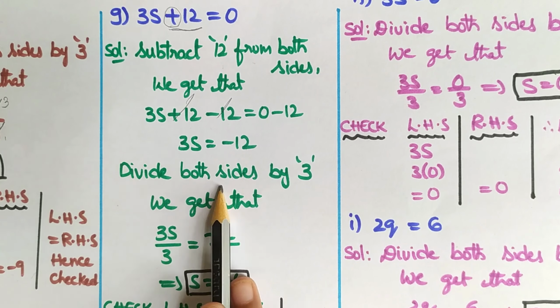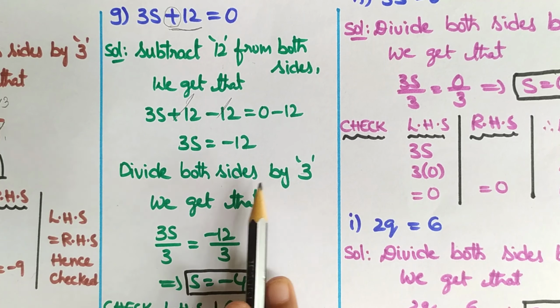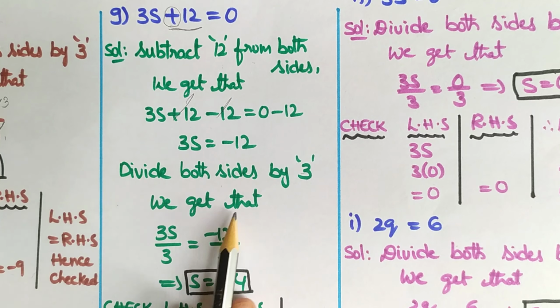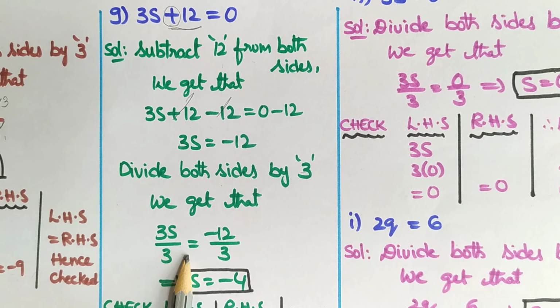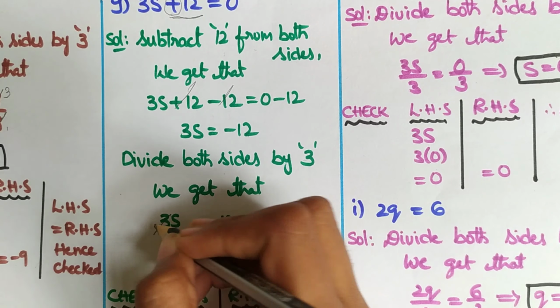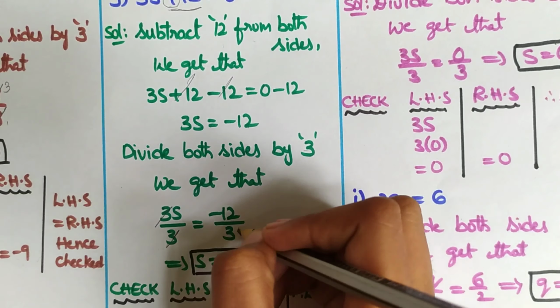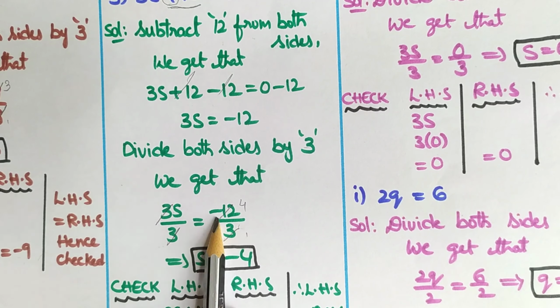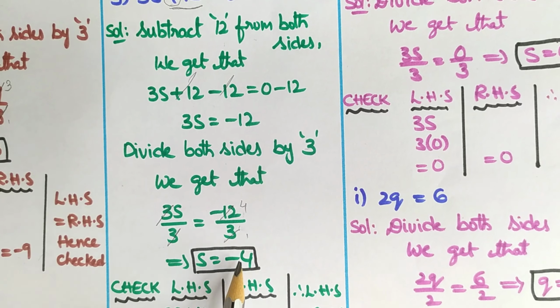Divide both sides by 3. First you have to write both sides and then the number. So divide both sides by 3. We get that 3s by 3 is equal to minus 12 by 3. So 3s by 3, here 3 get cancelled and 3 1s are 3, 3 4s are 12. So it is s is equal to minus 4.